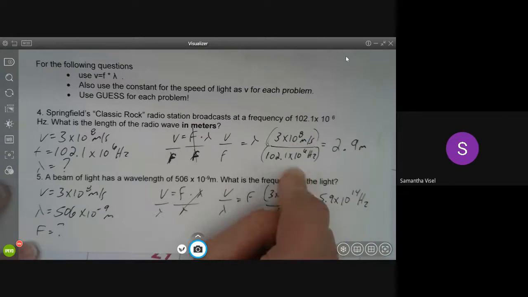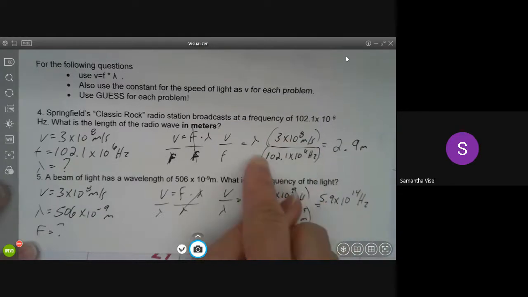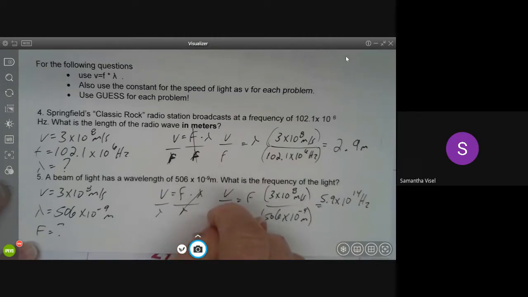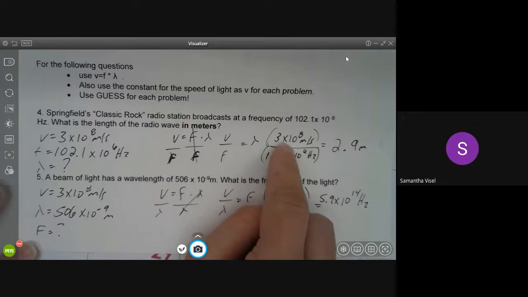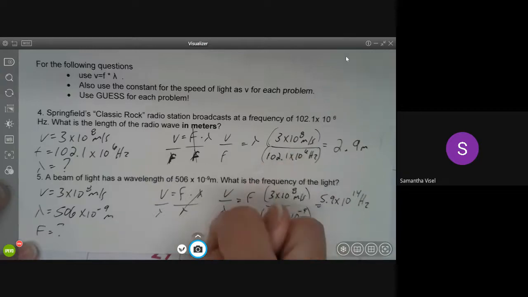You have this work, but not this answer. We might have forgotten to put parentheses around our exponents before we divided. If we don't do that, then our calculator will probably give us this number on top, but it's just going to divide it by this 102.1, not 102.1 times 10 to the 6th.